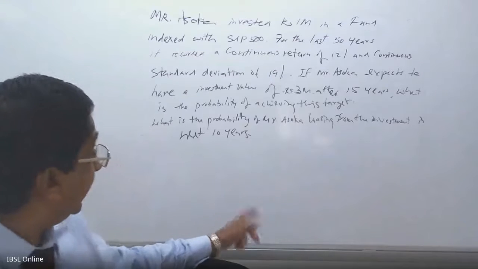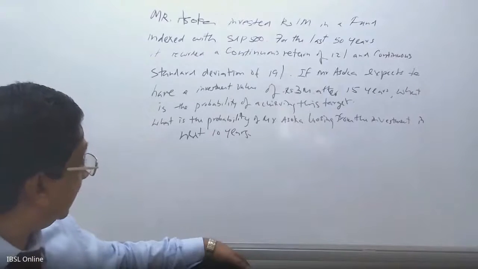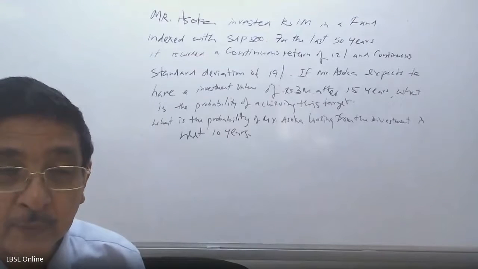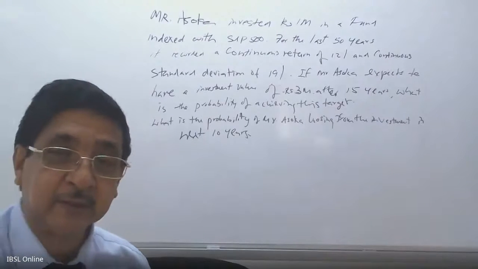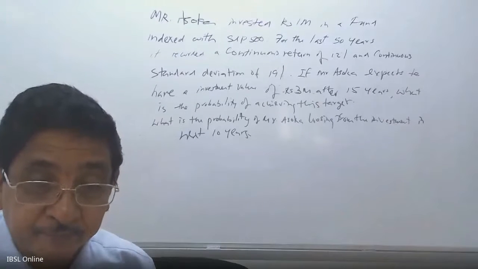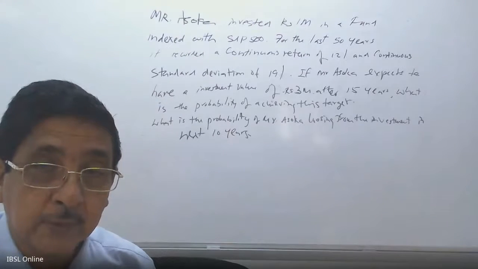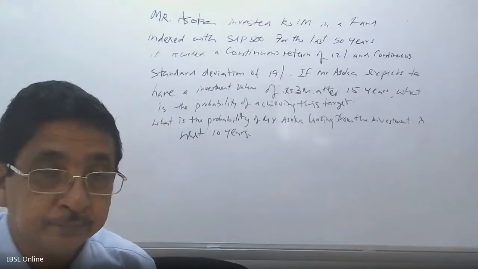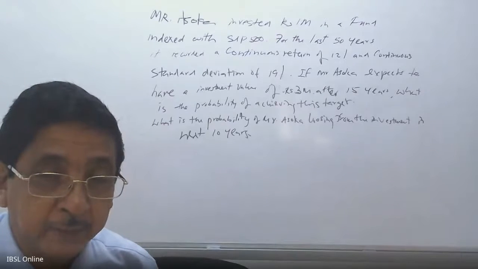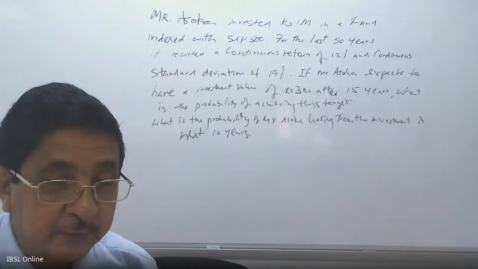Then the second part: what is the probability of Mr. Asoka losing from the investment in the next 10 years? So these are the two things you need to calculate, and just start calculating that. Now what we need to do is apply the values into the model.